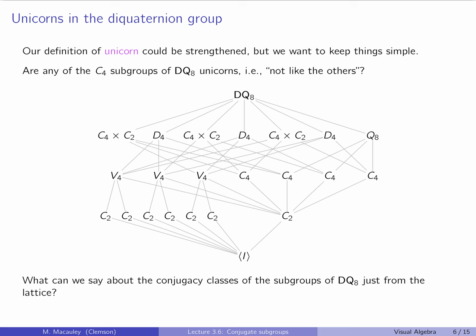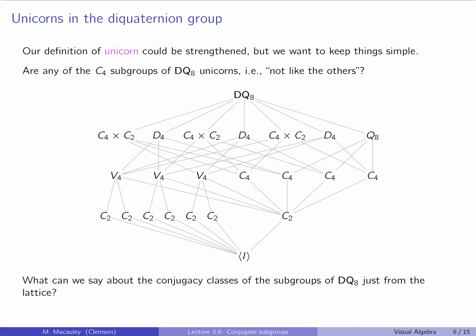There are 4 C4 subgroups. Are any of them unicorns? Are any of them not like the others? Well, upon first glance, they all have 3 parents, that is, subgroups of order 8 that contain them. So they look like they're the same.